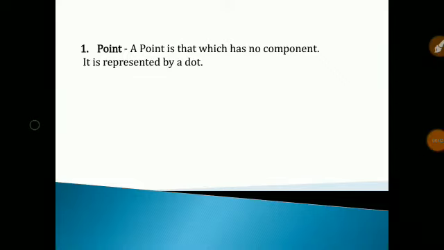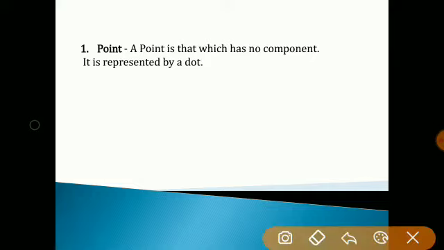Our first definition is point. A point is that which has no component. It means a point has no kind of extension, length, or width. We can represent it by a dot like this.